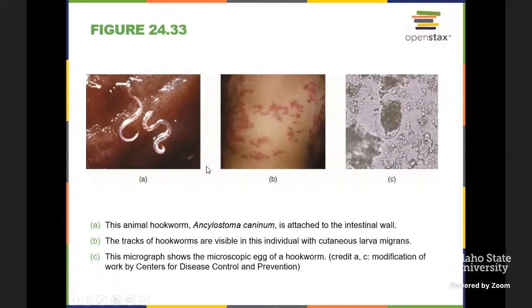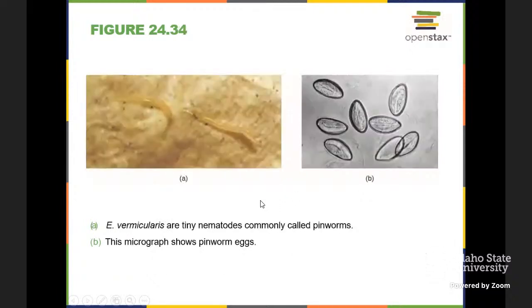Penetrating into the skin, migrating into the circulation, making their way to the lungs, hacked up in the lung into the sputum, swallowed down to the intestines where they want to go. That's what they need to do. That seems disturbing. And then they start growing, releasing eggs. The eggs hatch, the larval stage penetrates through the skin, and the life cycle is completed.